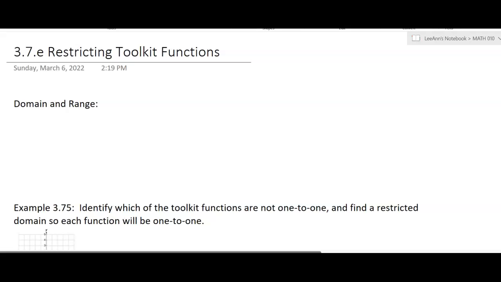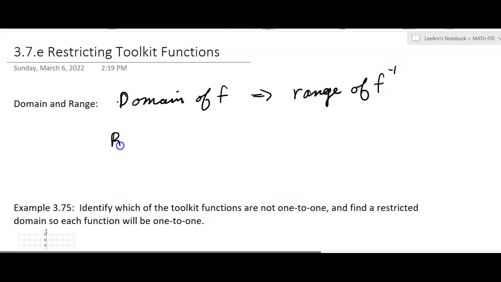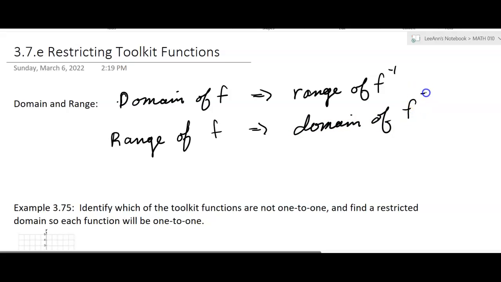Okay, so we talked about the switcheroo. X's become y's, y's become x's. Well, what that means for the domain and range of these functions is the domain of f becomes the range of the inverse of f. And the range of f becomes the domain of f inverse. That's why the functions have to be one-to-one.